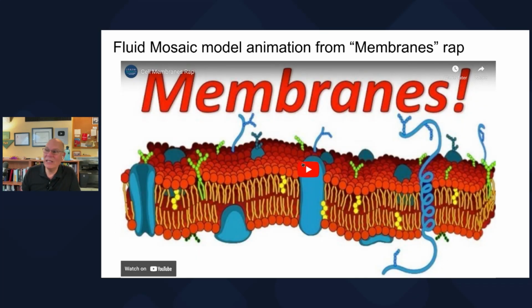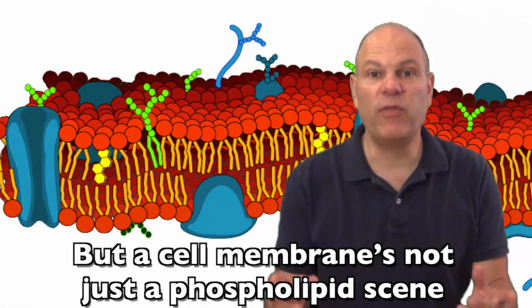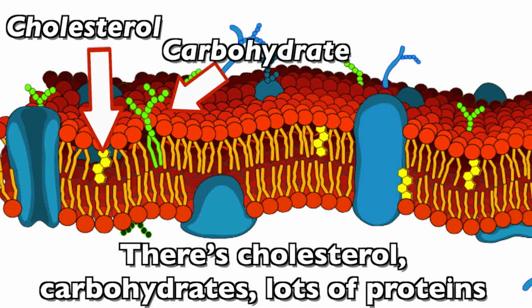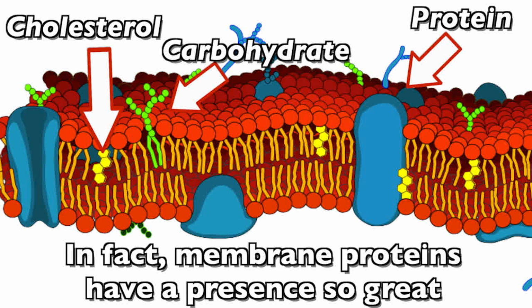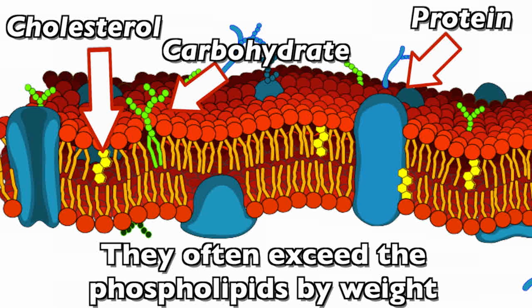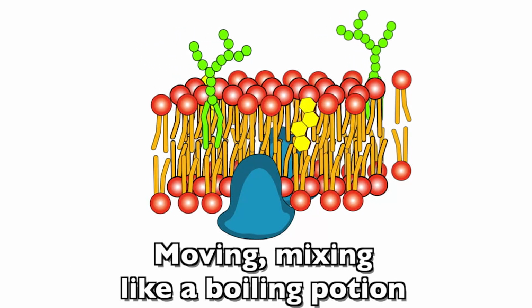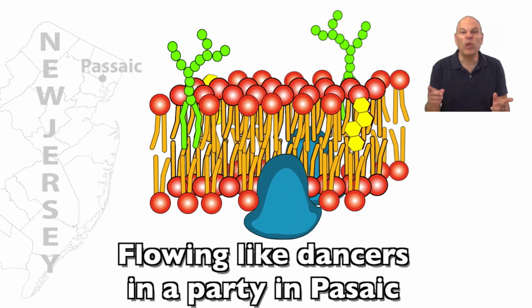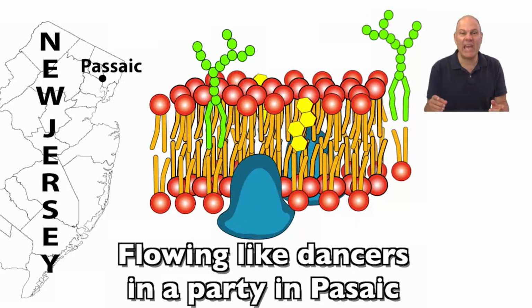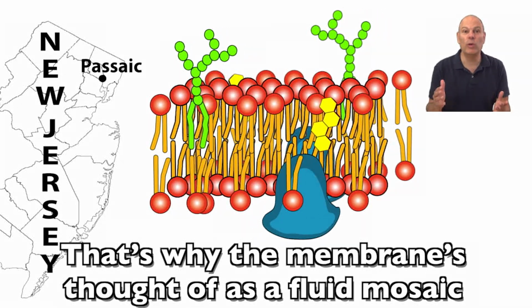And here's a little animation of that. A cell membrane's not just a phospholipid scene. There's cholesterol, carbohydrates, lots of proteins. In fact, membrane proteins have a presence so great they often exceed the phospholipids by weight. And all of these components are in constant motion, moving, mixing like a boiling potion, flowing like dancers in a party in Passaic. That's why the membrane's thought of as a fluid mosaic.